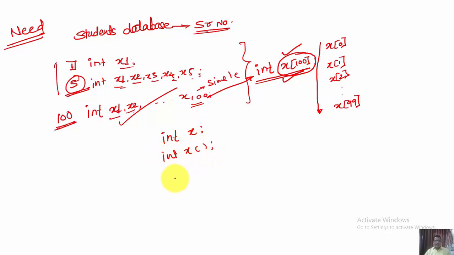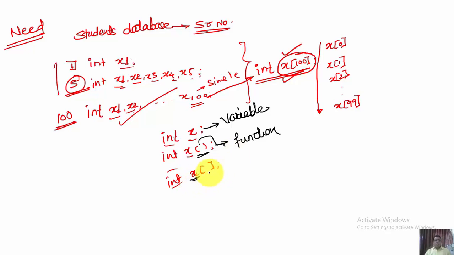Now the important thing: I'm going to declare int x, int x with simple brackets, and int x with square brackets. Everywhere x is common and the data type is common, but the meaning of each declaration is totally different. As we have declared only int x, this x is considered a variable. As x is defined along with simple brackets, the simple brackets represent that x is a function. And whenever the variable is followed by square brackets, it is considered an array.